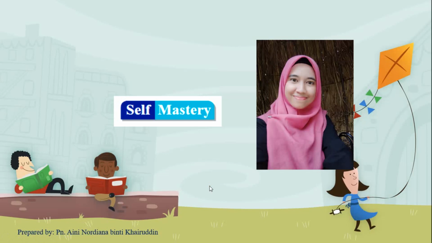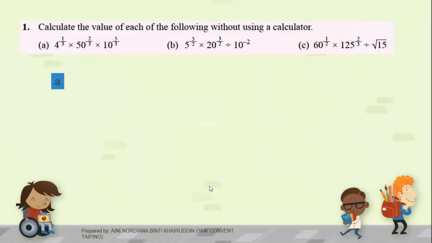DLP. This is the last exercise in your textbook for chapter 1, self-mastery. So this is question number 1. Calculate the value of each of the following without using a calculator. So as you can see, this is 4, 50 and 10. You have to think of a number that will become the same base to each other.